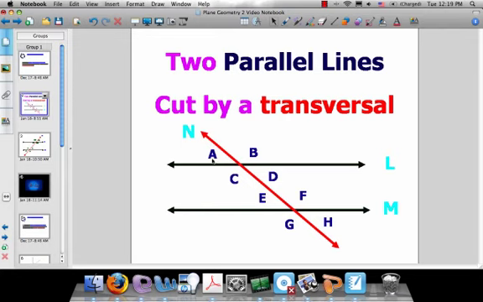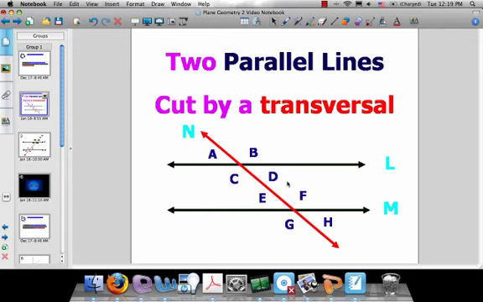When this happens, 8 angles are formed. I have them labeled from A to H. I want you to notice something about these angles. Four of these angles are acute: A, D, E, and H. And 4 of these angles are obtuse: B, C, F, and G.